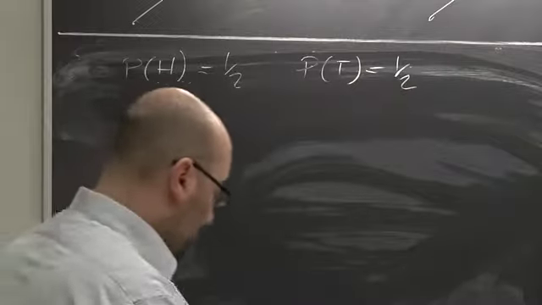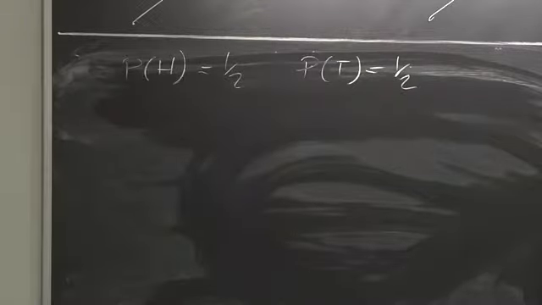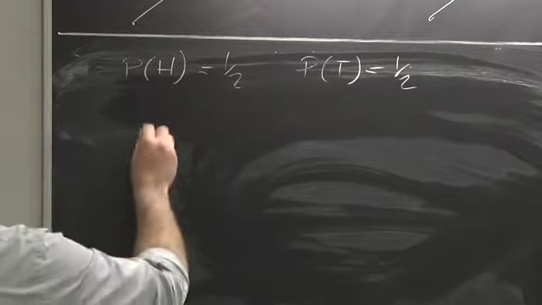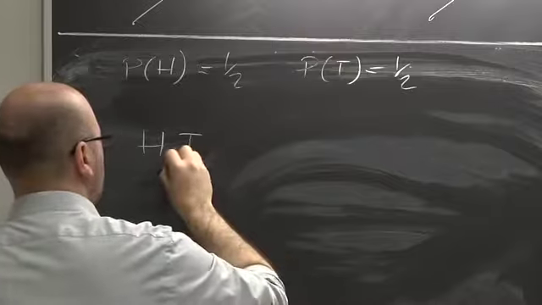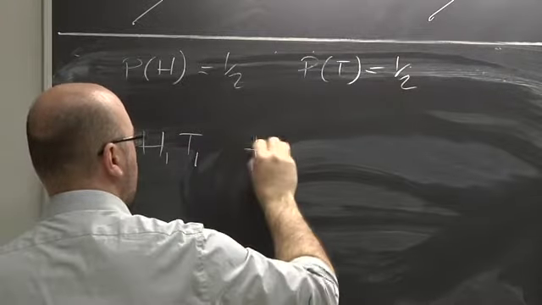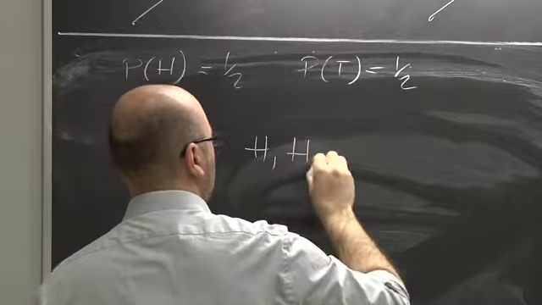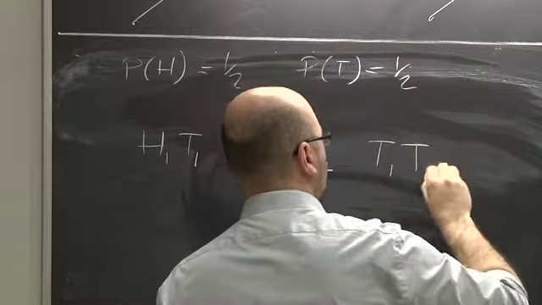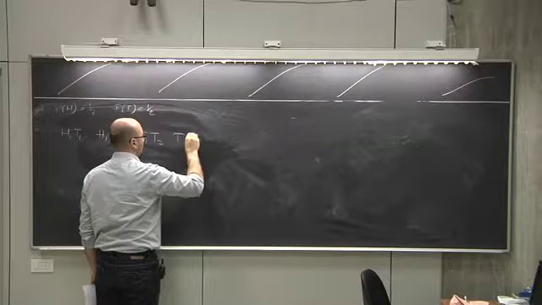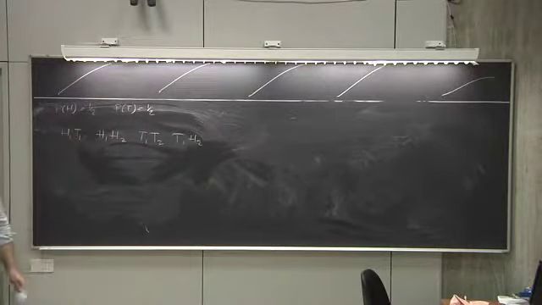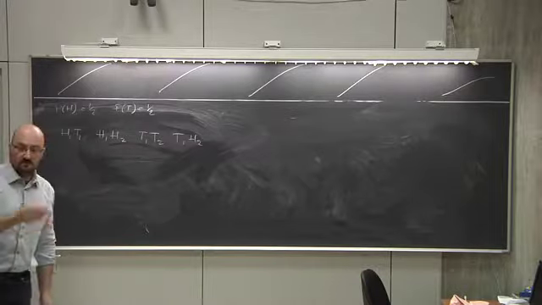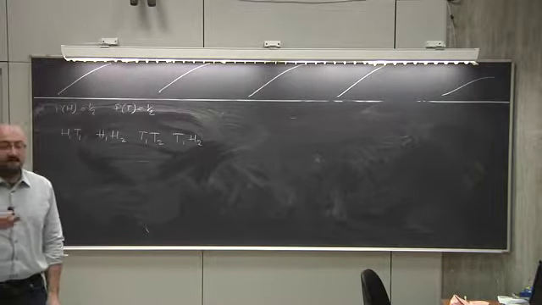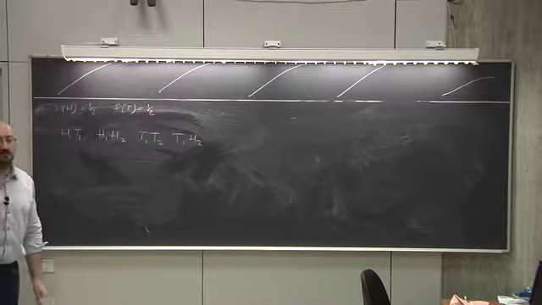So how many possible outcomes do we have of the experiment in which we toss two coins? Head 1, tail 2; head 1, head 2; tail 1, tail 2; tail 1, head 2. Okay, 4. Because I have two possibilities for coin 1, two possibilities for coin 2. 2 times 2 is 4. And the same, if I have n coins, I have 2 to the n possibilities.